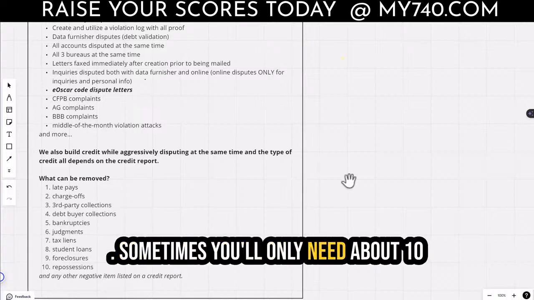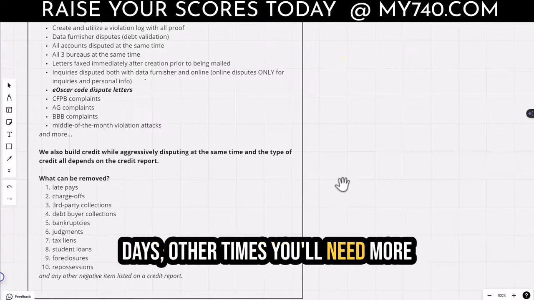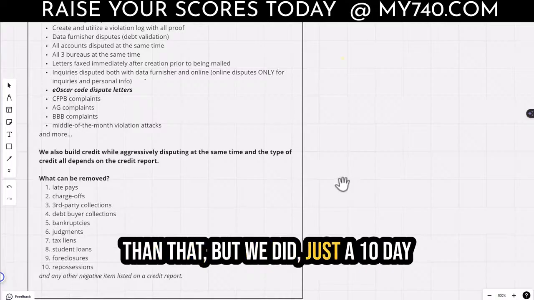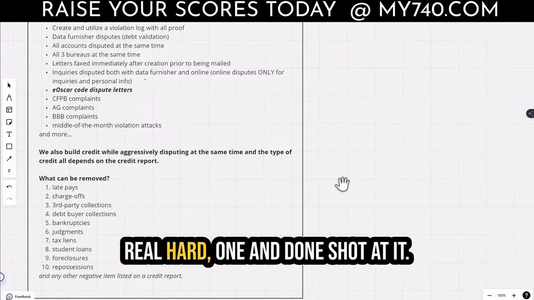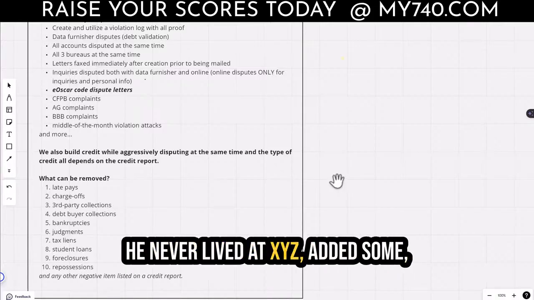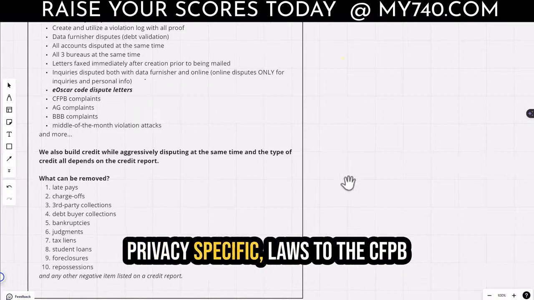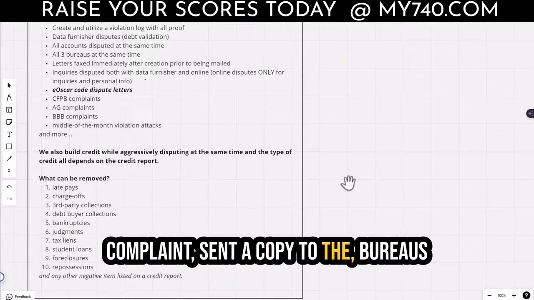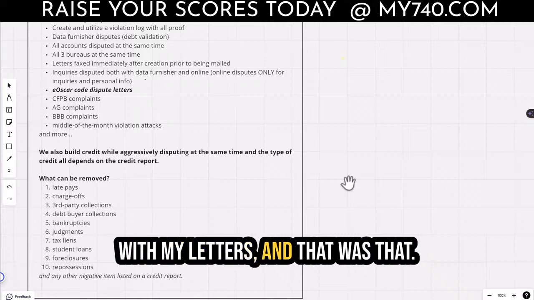Sometimes you'll only need about 10 days. Other times you'll need more than that. But we did just a 10-day real hard one and done shot at it. I also submitted a CFPB complaint. He never lived at XYZ, added some privacy specific laws to the CFPB complaint, sent a copy to the bureaus with my letters, and that was that.